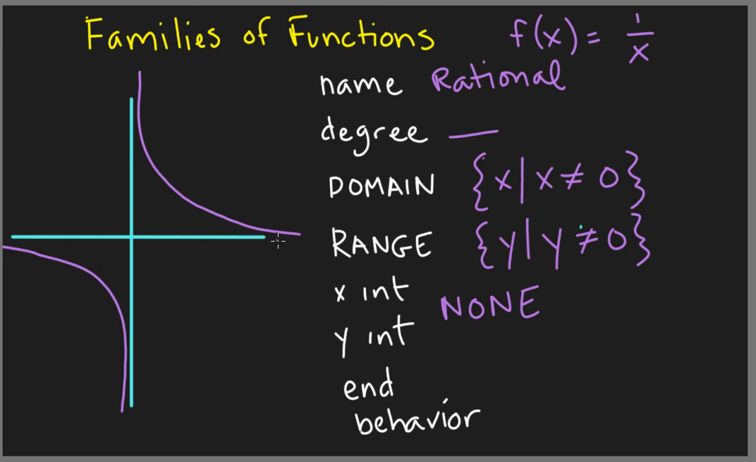Now, end behavior here: you can see because of the asymptote, remember we have an asymptote at y equals 0, as x approaches positive infinity and as x approaches negative infinity, my y is going to approach 0 from opposite sides. As x approaches positive infinity, you can see that y approaches 0 from the positive side, the first or second quadrant. As x approaches negative infinity, y is again approaching 0, but from the negative side, the third and fourth quadrants.